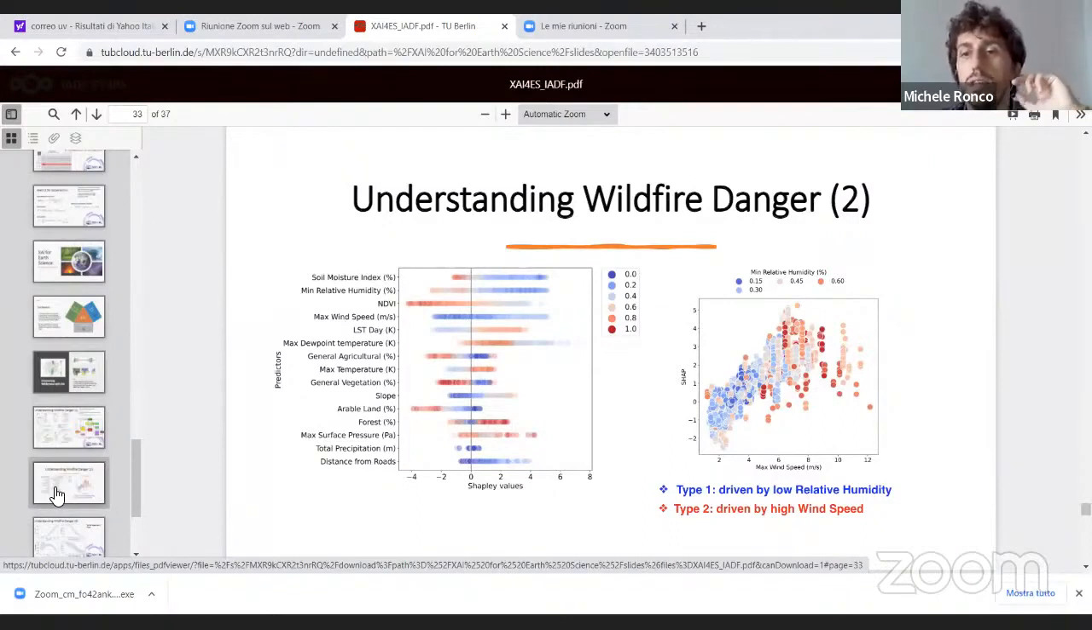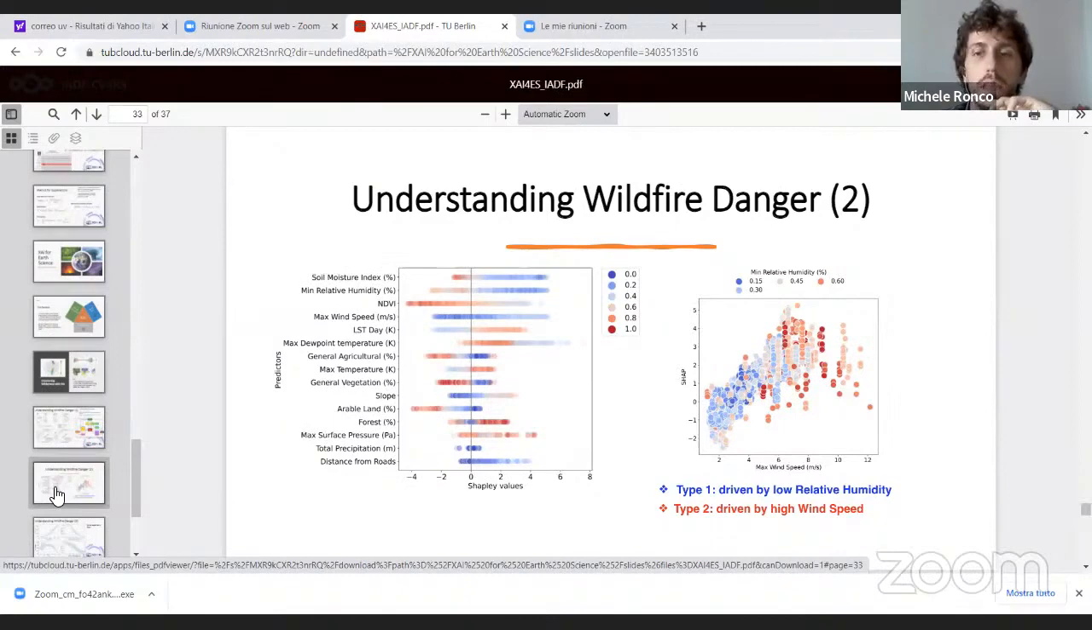It was interesting, for instance, that the most important variables are all related to either the status of vegetation or how dry the atmosphere or the vegetation is, rather than directly the temperature, which of course is also important. But this predominance of vegetation related variables was very interesting.